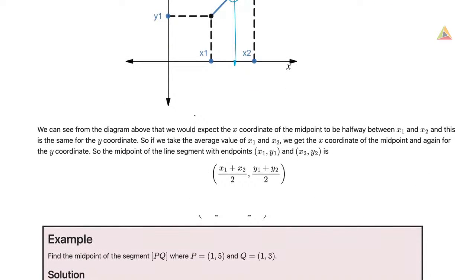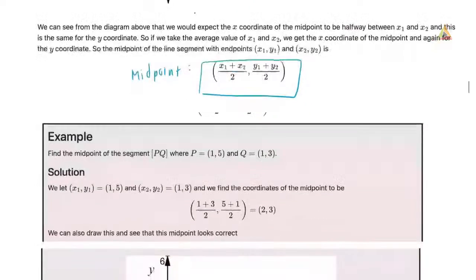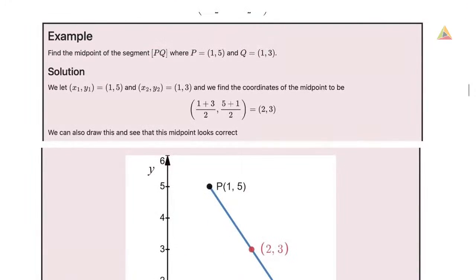If we take the average value of x1 and x2, we can get the x-coordinate of the midpoint, and again for the y-coordinate. This formula is given to you in your log tables, but you have to know how to apply it. The midpoint is (x1 plus x2 over 2, y1 plus y2 over 2). Remember that the midpoint is a point, so you're going to be looking for an x value and a y value. This brings us on to another example.